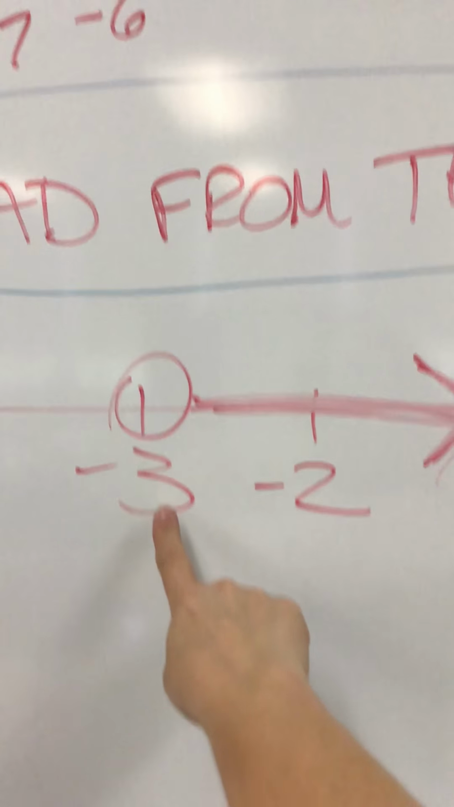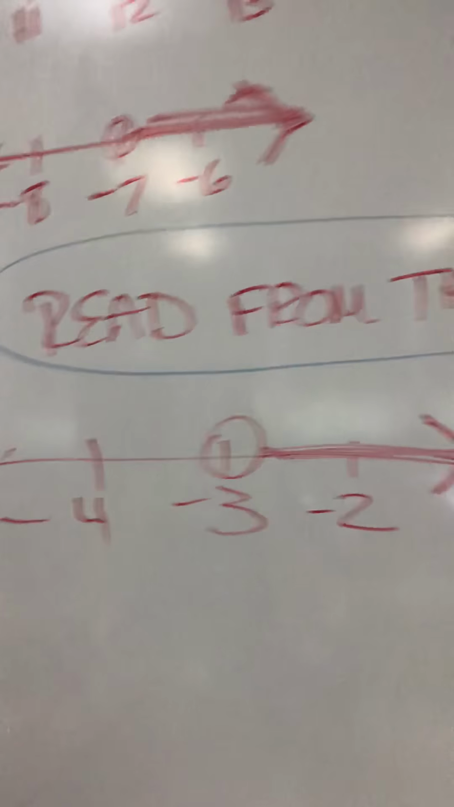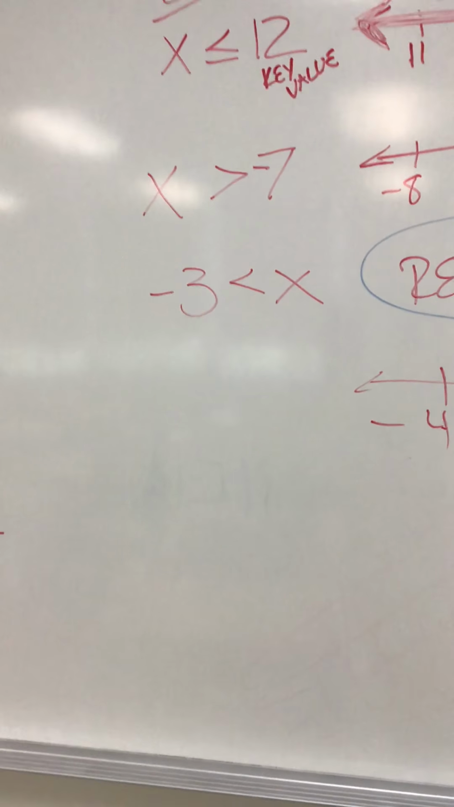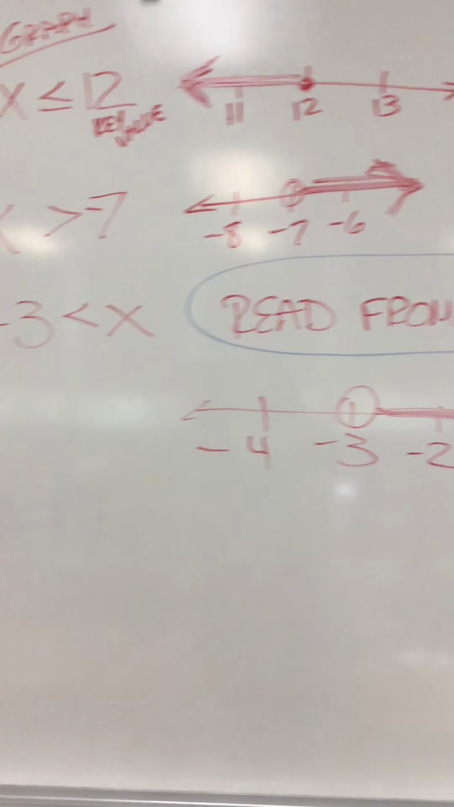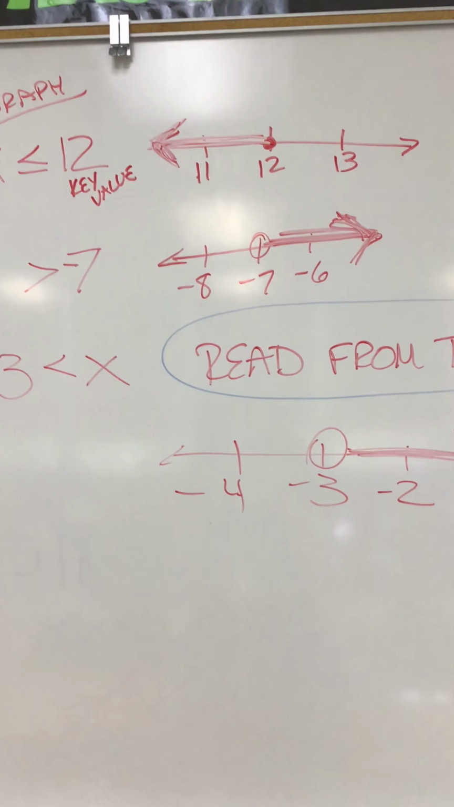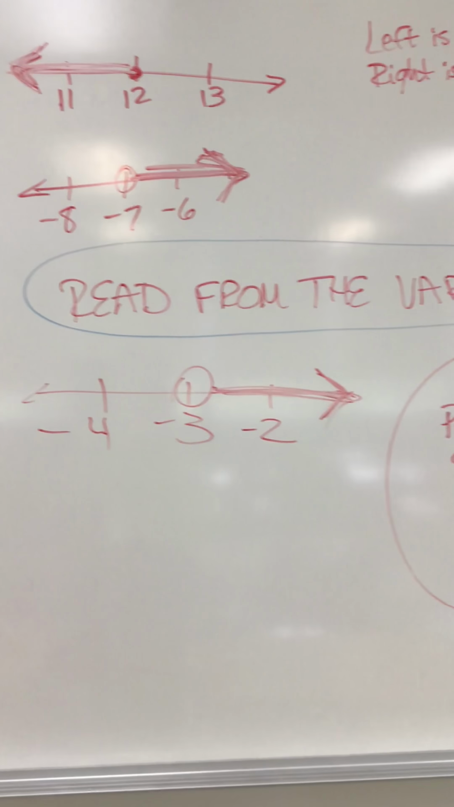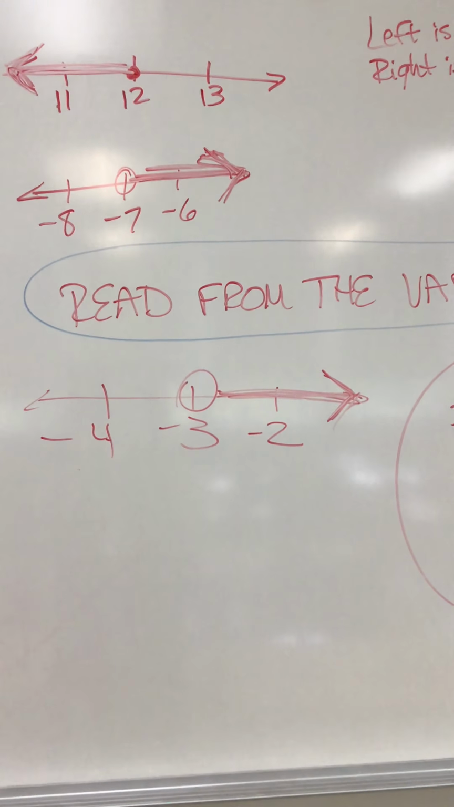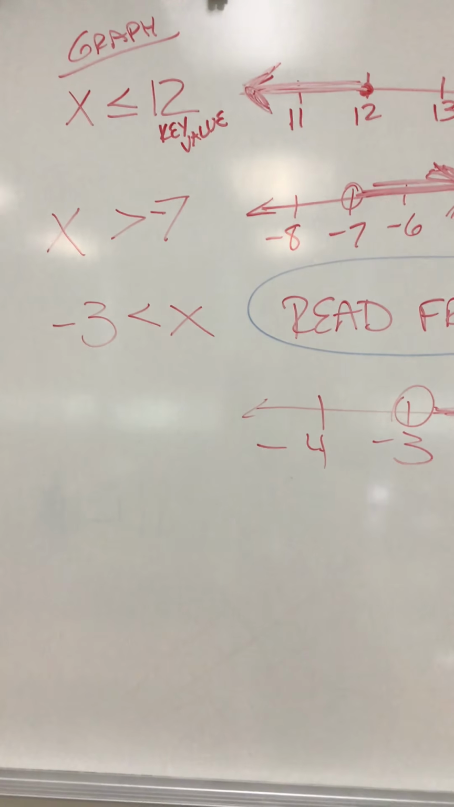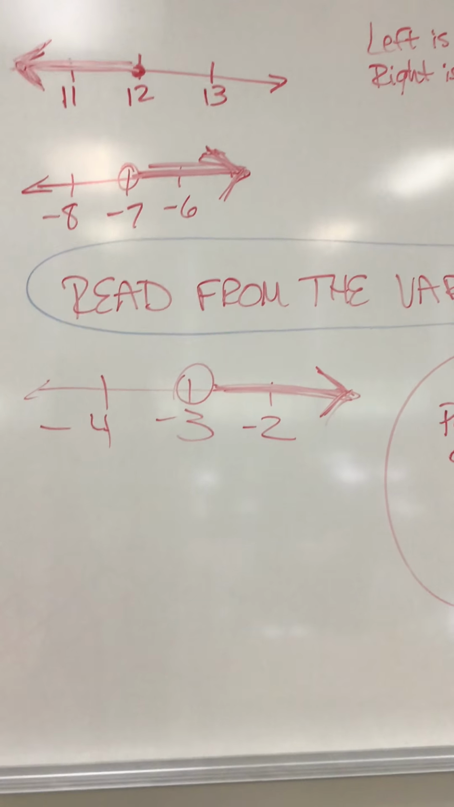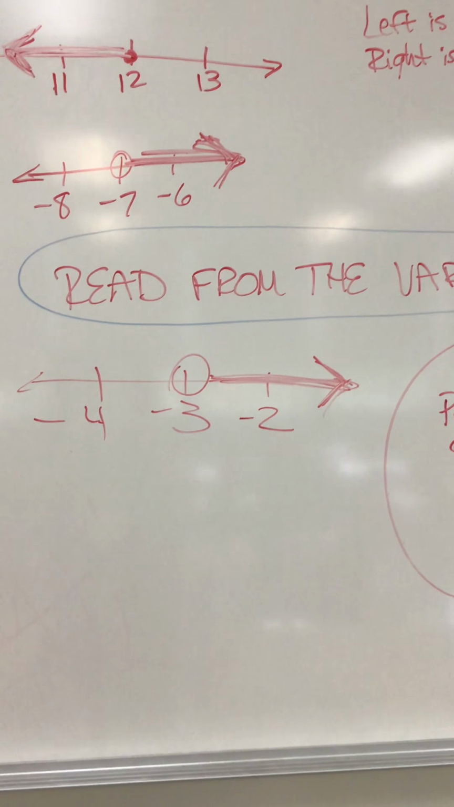So I go to my key value, put it in the middle, -3. It's an open circle because it is not or equal to. It's not part of the solution. And then I want x that is greater than that. So that's going to go to the right. Okay? X is greater than -3.